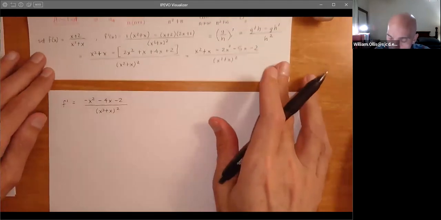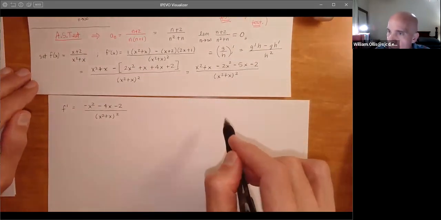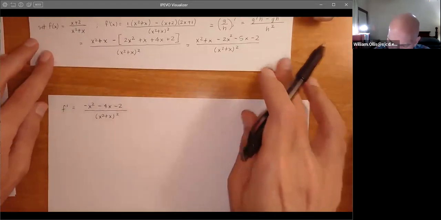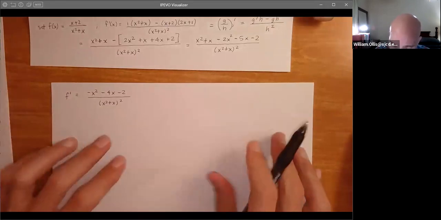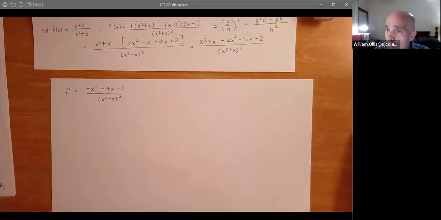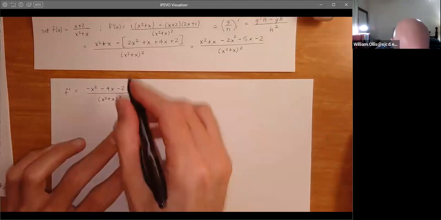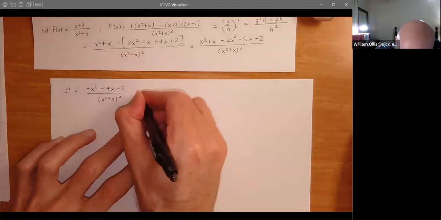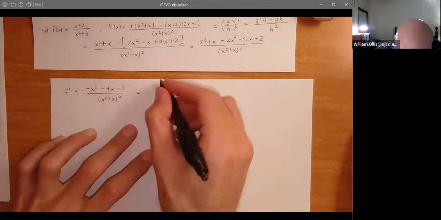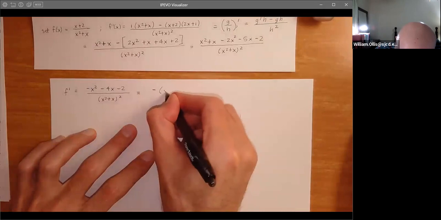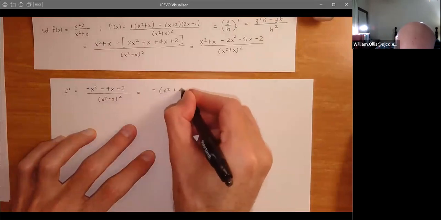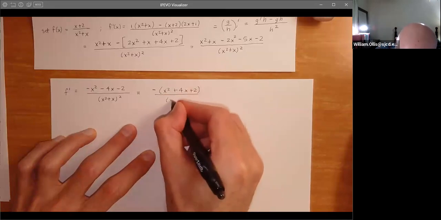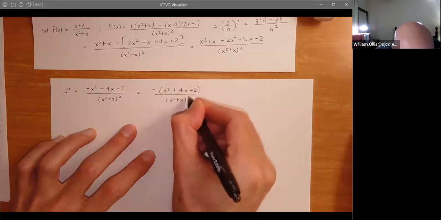Very simple algebra, but this is kind of off the beaten path based on what we've been doing so far. So put this down and make sure you have that and just check and recheck like I do. That way you're always sure that your computations are good. Now, if you look at this and say, okay, well, what do I want to do with this? Let's analyze this now like we're in college algebra. Factor the negative. So we have x squared plus 4x plus a 2, and then we have x squared plus x quantity squared.